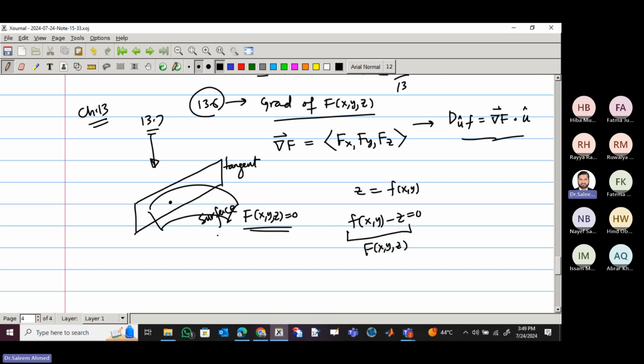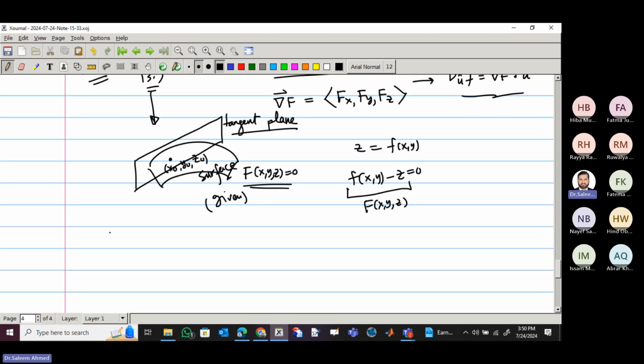So this is a given. The surface is given to you, and a point is also given: x naught, y naught, z naught. You have to find the equation of the tangent plane. The equation of the tangent plane has the formula fx times (x minus x naught) plus fy, because this gives you the normal vector.